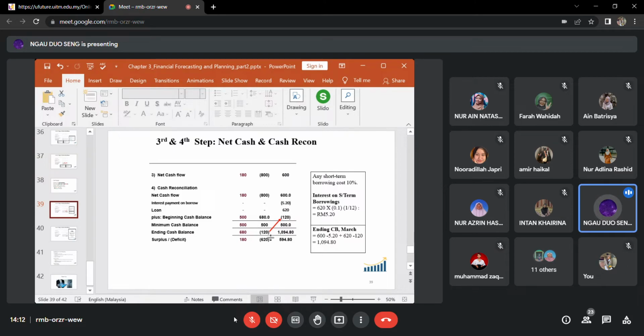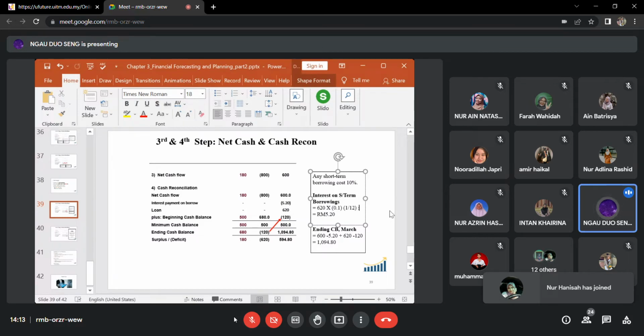Right, so for here we have interest payment already. So how much we borrow? We borrow 620. So you see, any short-term borrowing cost adalah 10%. Dalam question dia dah bagi borrowing cost, which is the interest rate, right? 10%. So interest on short-term borrowing, we borrow for 620. So 620 darab dengan 10%, darab dengan 1/12. Why 1/12? Because we borrow for 1 month. We only borrow for 1 month because we are only short for 1 month.